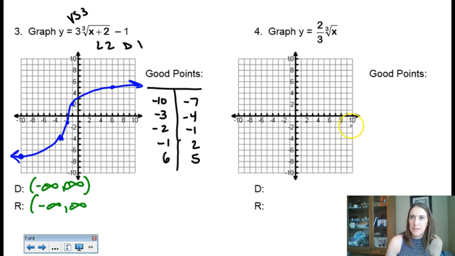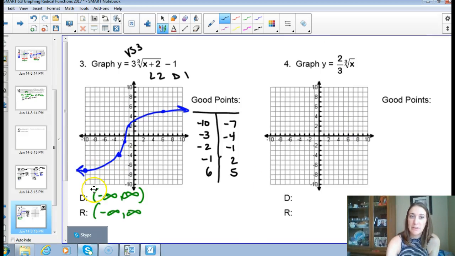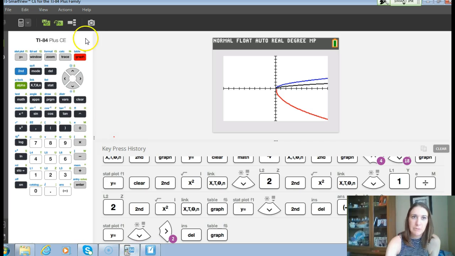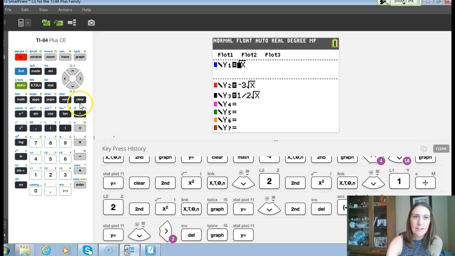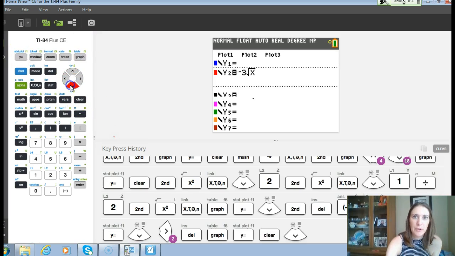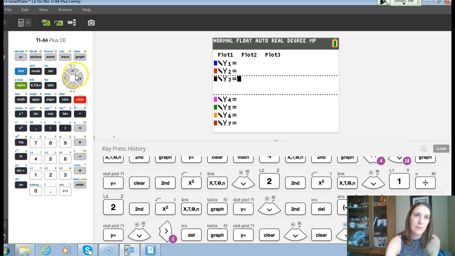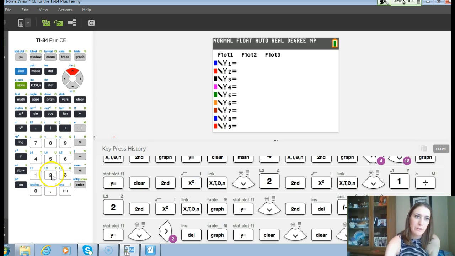All right, this next one, these are not going to be very good points. I'm just going to warn you. So I'm going to go ahead and get this on the calculator so I don't have to think real hard. I know, from a teacher, that's awful. But I'm tired, and it's the summer. Okay. So 2/3.